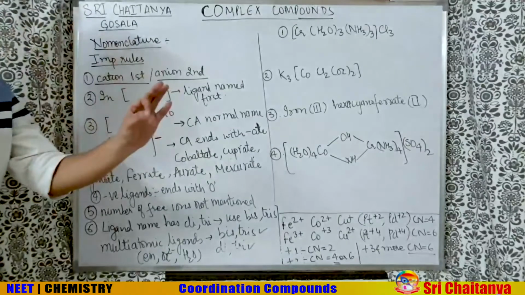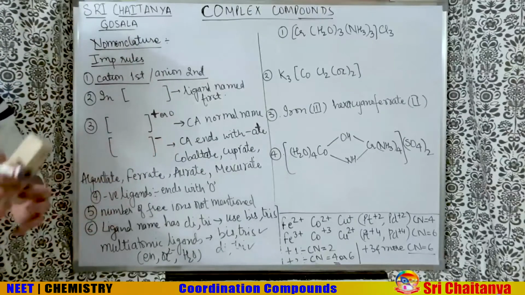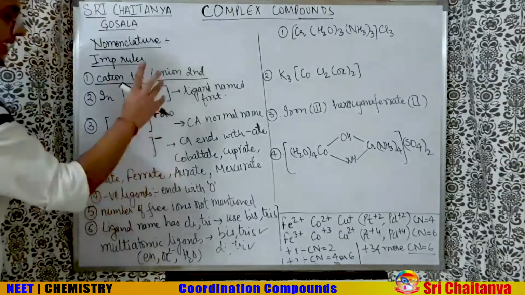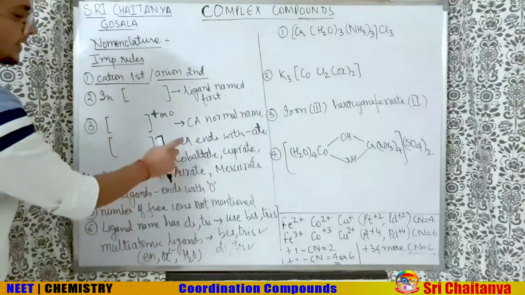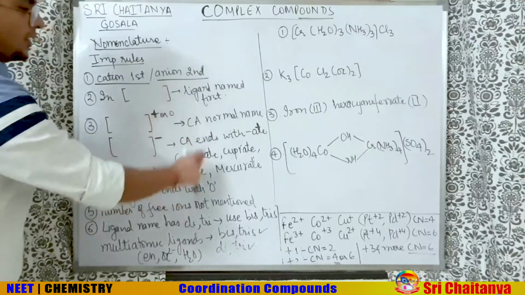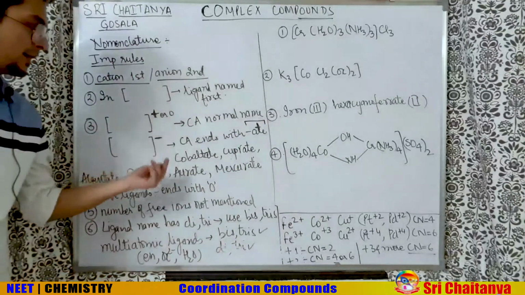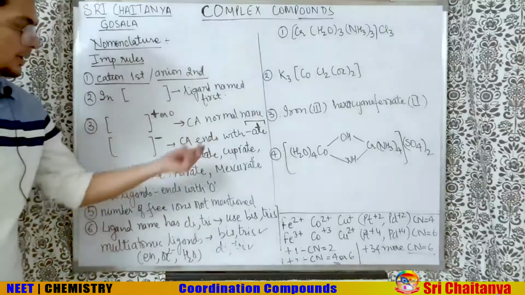In case your complex has a positive charge or zero charge, the name of the central atom will be as it is, like iron will be iron, cobalt will be cobalt, no change. But if the complex box has a negative charge, then the central atom name will end with the suffix -ate. For example, cobalt becomes cobaltate, copper becomes cuprate.